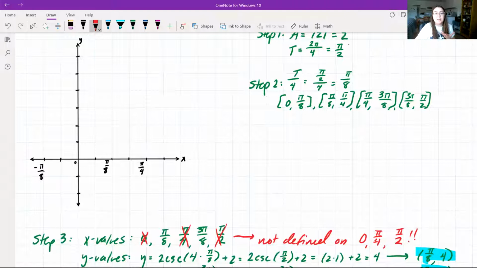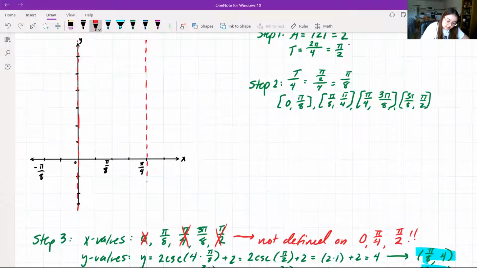All right. So we can go ahead and mark off our vertical asymptotes. So we have a vertical asymptote here at 0. And again, at pi over 4.